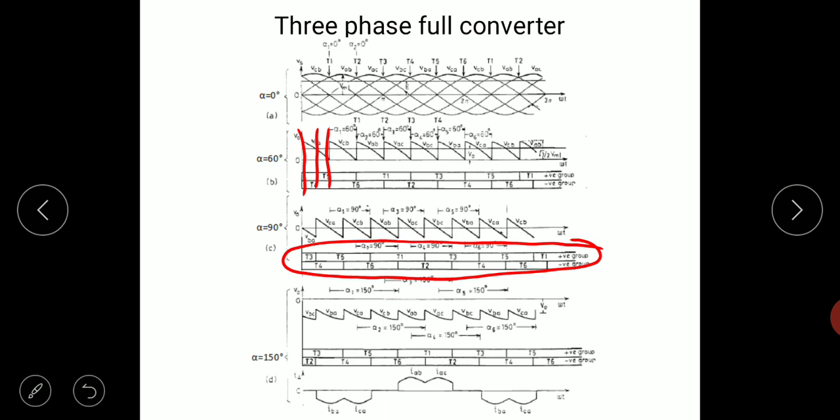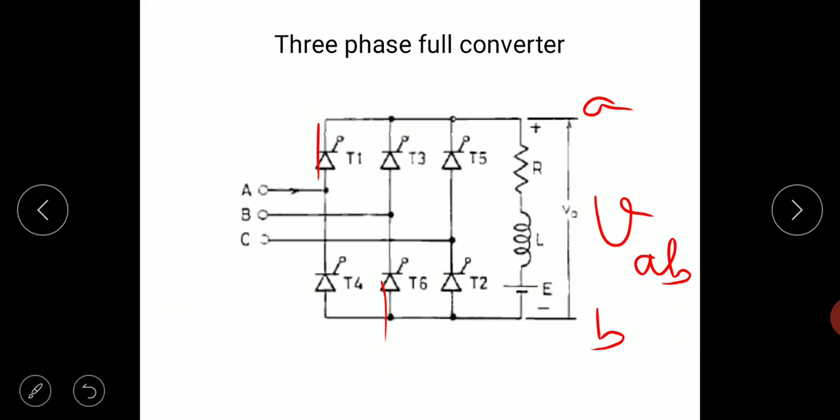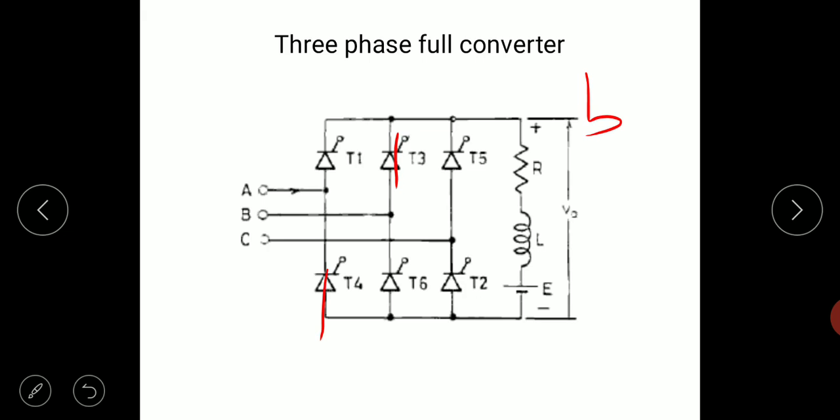Now we will do the same thing. Let us observe the first portion. First portion is T3 and T4 are conducting. If T3 and T4 are conducting, then you can see that because of T3, B will come this side, and because of T4, A will come this side. So voltage appearing will be VBA voltage.